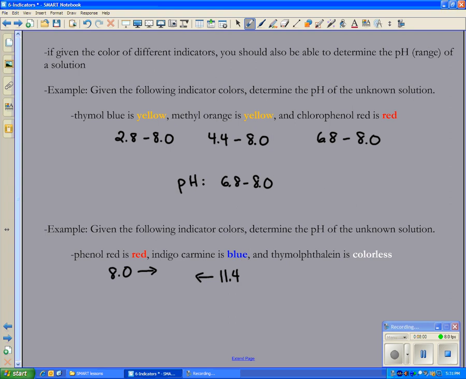The last indicator, thymolphthalein, is colorless. So for the colorless, which is the first color in the table, that matches with a pH of 9.4 or below. So we have a solution that's less than a pH of 9.4. And from looking back at the phenol red, we can see that it must be above 8.0. So our pH for this solution is between 8.0 and 9.4.